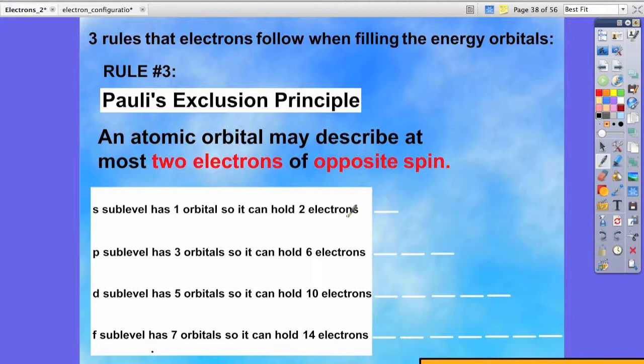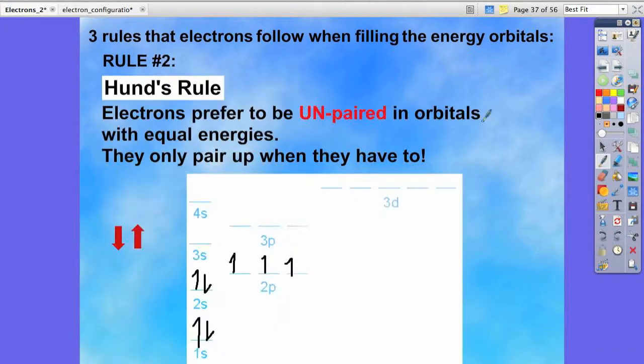An atomic orbital may describe at most 2 electrons of opposite spin. Let's just continue to fill this out. So here you would go into the opposite spin like this. So here, Hund's rule: electrons prefer to be unpaired in orbitals, just like I was doing here, unless they have to.